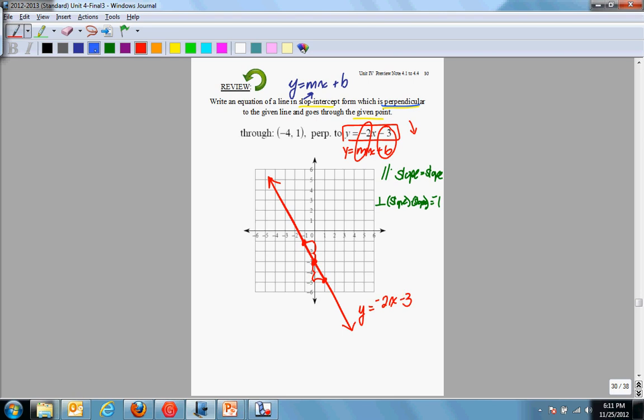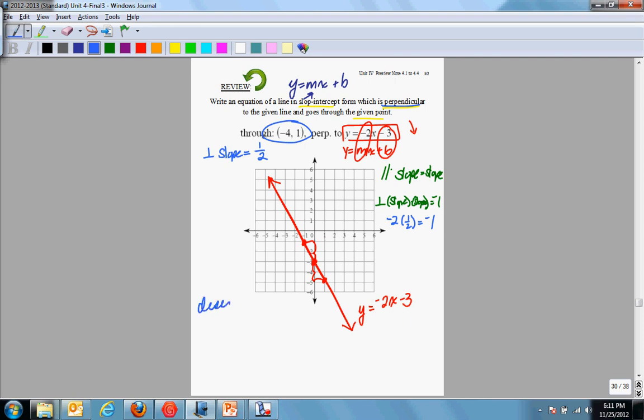Now we want to write an equation of a line that has two qualities. It goes through this point and has a perpendicular slope. Now our perpendicular slope, if our given slope is negative 2, our perpendicular slope is the opposite reciprocal, so it's going to be positive 1 over 2. Because negative 2 times positive 1 over 2 equals negative 1.